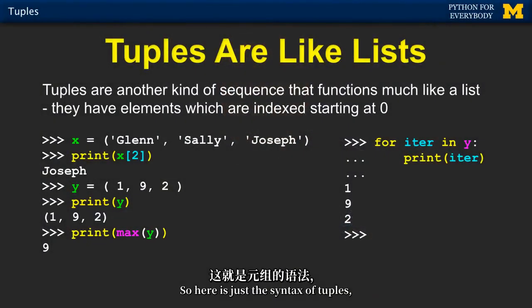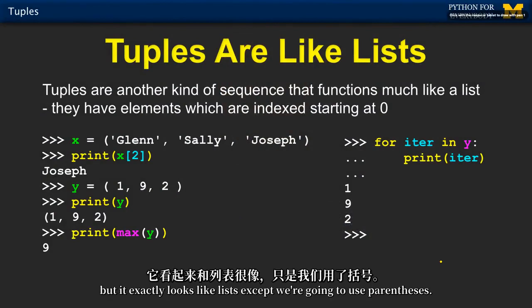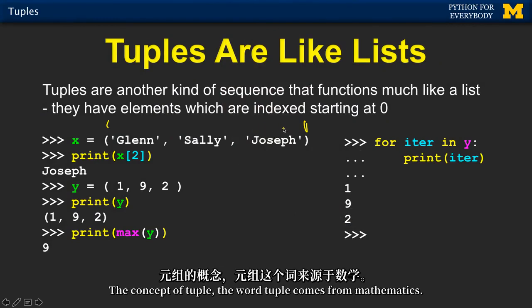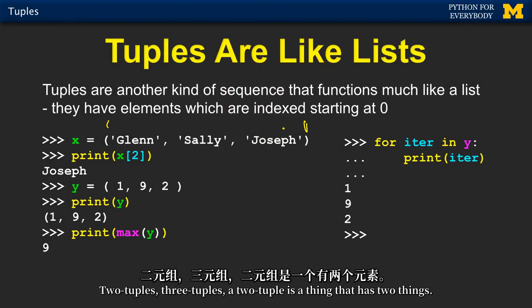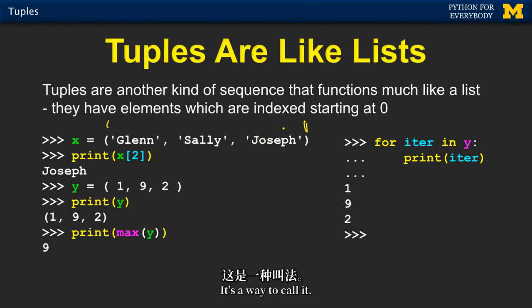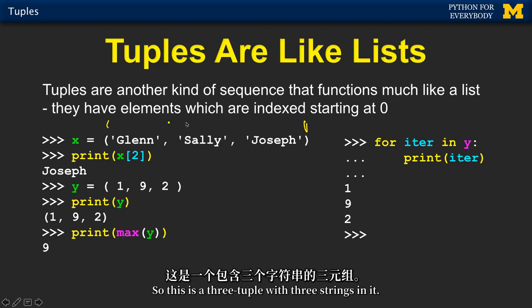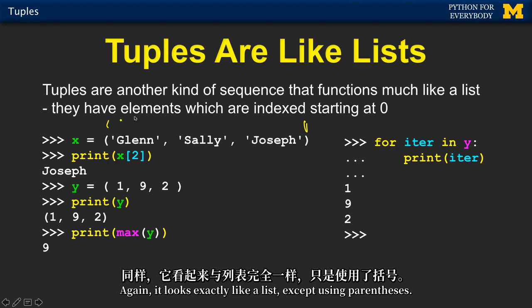So here's just the syntax of tuples, but it exactly looks like lists, except we're going to use parentheses. So here is a three tuple. The word tuple comes from mathematics: two tuples, three tuples. A two tuple is a thing that has two things. So a three tuple is a set of three things, basically. So this is a three tuple with three strings in it. Again, it looks exactly like a list, except using parentheses.